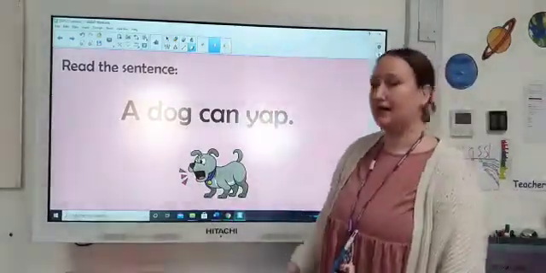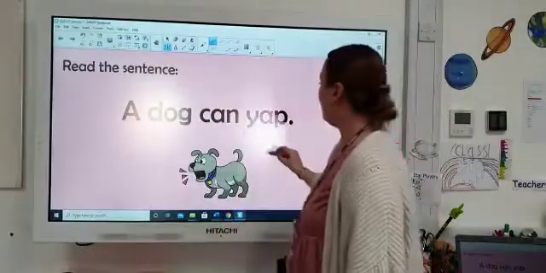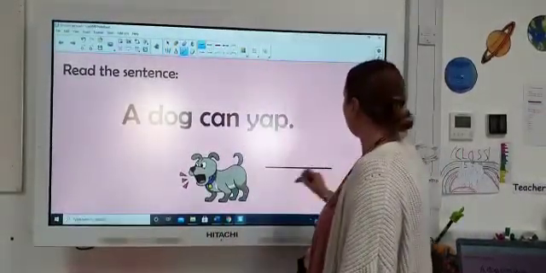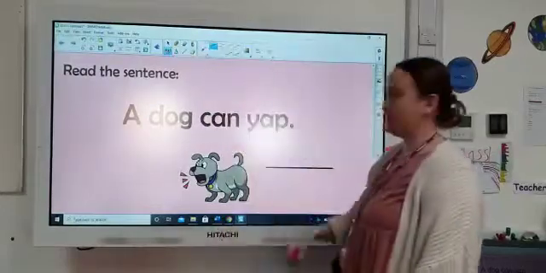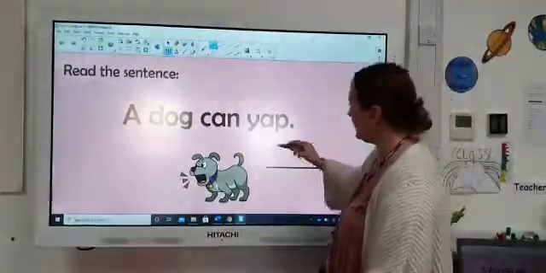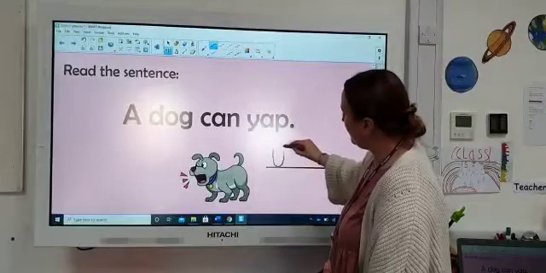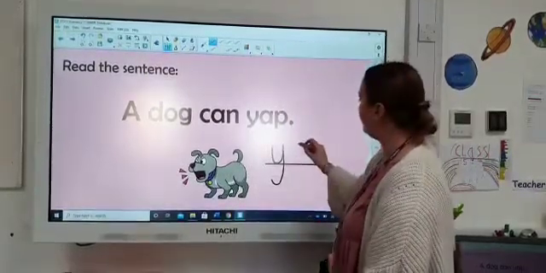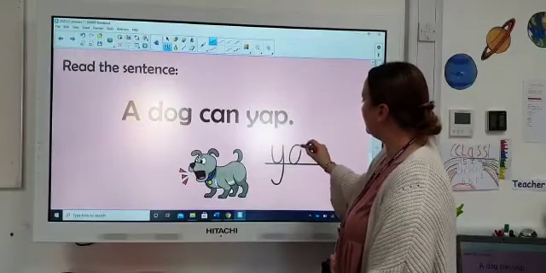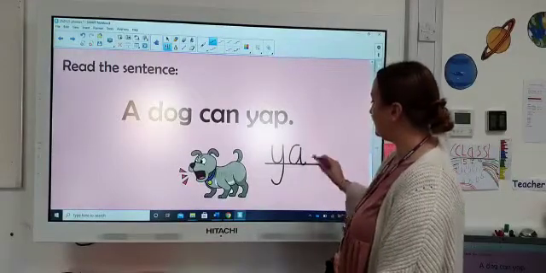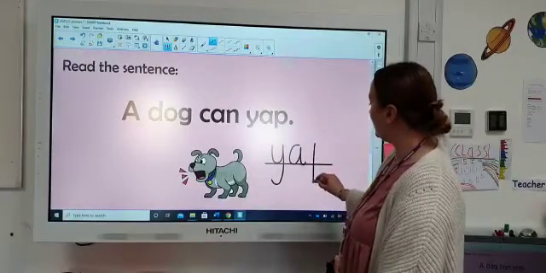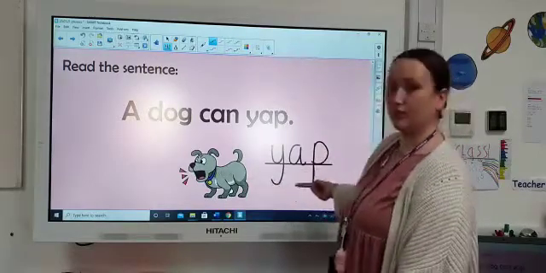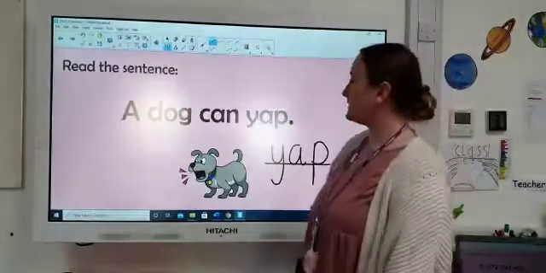A dog can yap. So remembering, let's get the line, because we've got 2 graphemes here that go under the line, so I don't want you to forget. So y, remember, that tail goes under the line, and then a sits on the line, and p goes under the line. So it goes the same as the y goes under the line. Okay, so give that a practice.